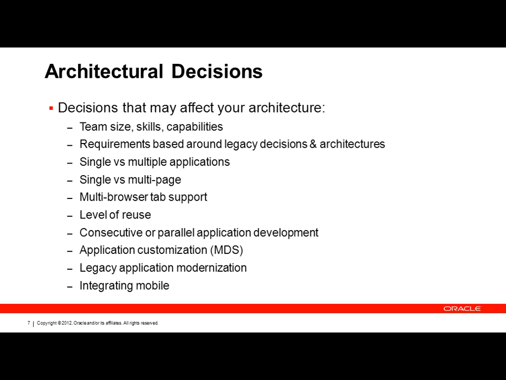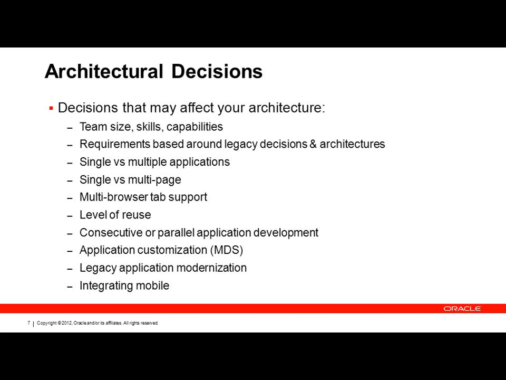A further point, which goes back to the team point at the top of this slide, is that of consecutive or parallel application development. Some organizations will have small teams and can only really work on one application at a time, or one subsystem in an application at a time. But some other organizations, maybe luckily or maybe regrettably, depending on your point of view, may decide because of project pressures to actually develop multiple applications or subsystems in parallel.